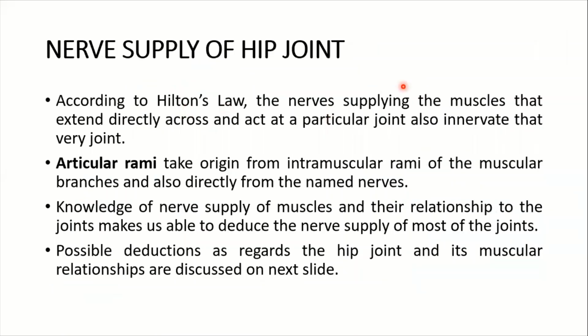According to Hilton's law, the nerves supplying the muscles that extend directly across and act on a particular joint also innervate that very joint. This is Hilton's law. So articular rami take origin from intramuscular rami of the muscular branches and also directly from the named nerves. Knowledge of the nerve supply of muscles and their relationship to the joints lets us deduce the nerve supply of most of the joints. Possible deductions regarding the hip joint and its muscular relationships are discussed on the next slide.